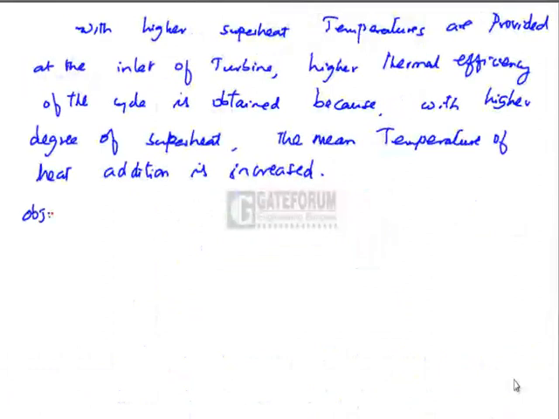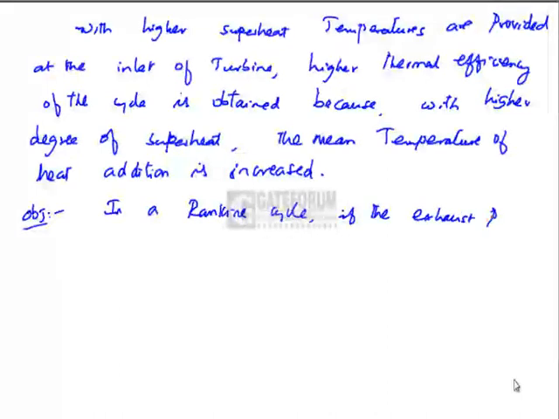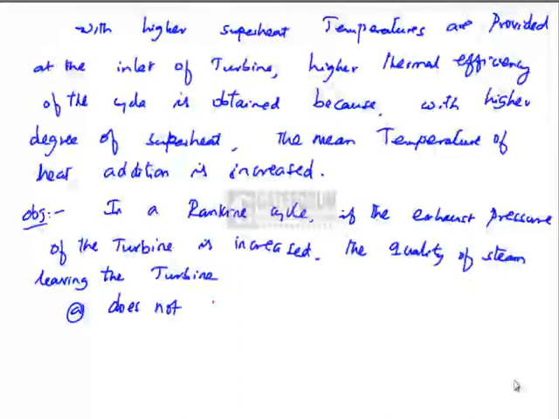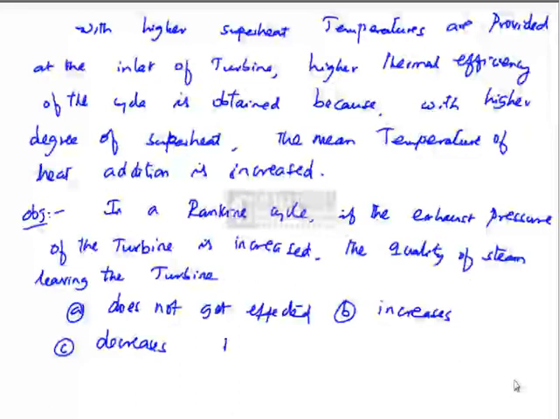Now let us consider another objective question regarding the Rankine cycle. In a Rankine cycle, if the exhaust pressure of the turbine is increased, the quality of steam leaving the turbine: A, does not get affected; B, increases; C, decreases; D, cannot be predicted.